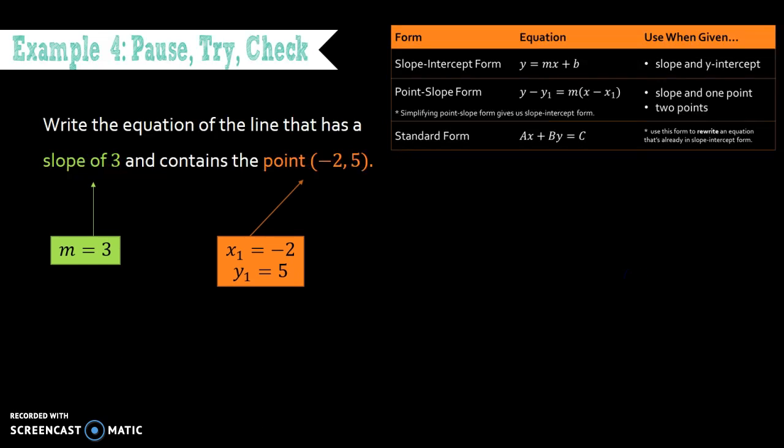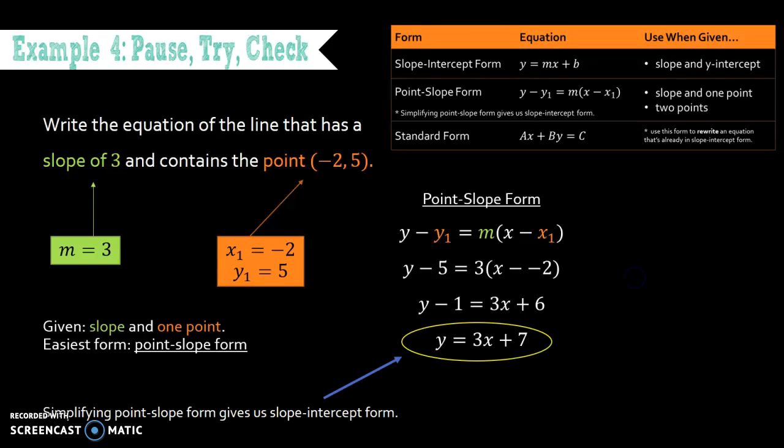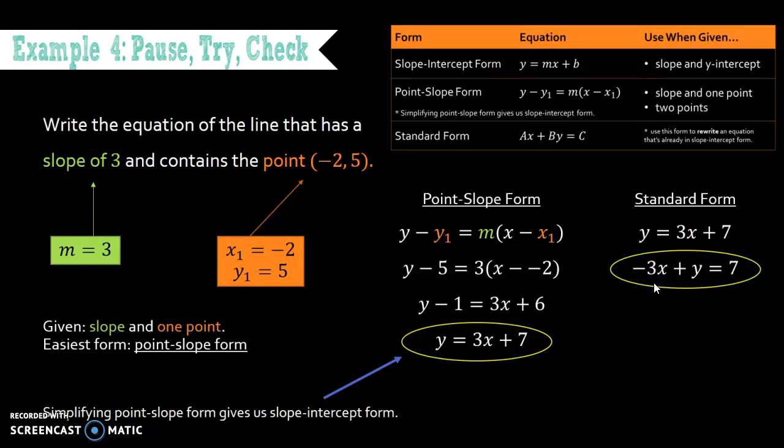When we have a slope of 3 and the point -2, 5, we're again going to try that point-slope form. We're given the slope and the point. When you plugged in the pieces where they belong, it should simplify down to be y equals 3x plus 7. Notice that that is also our slope-intercept form. When we rearrange the pieces by subtracting 3x on both sides, we get the standard form of the equation to be -3x plus y equals 7.